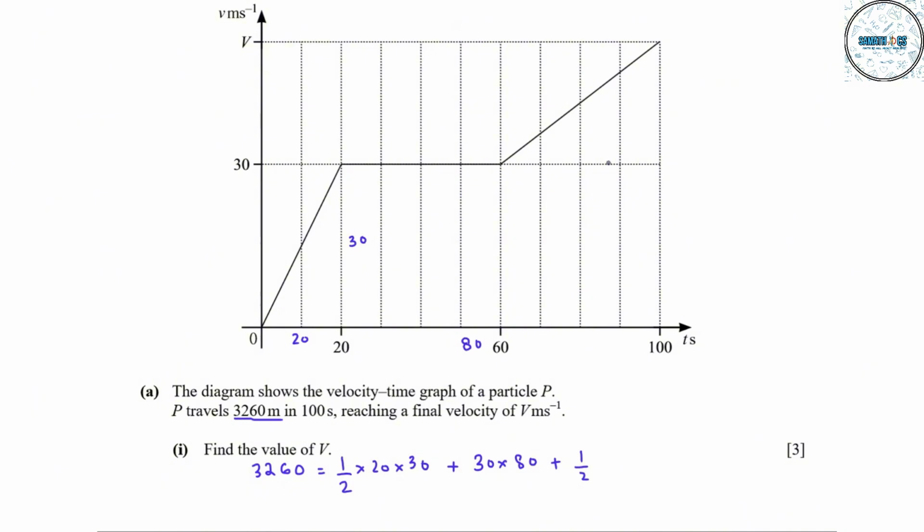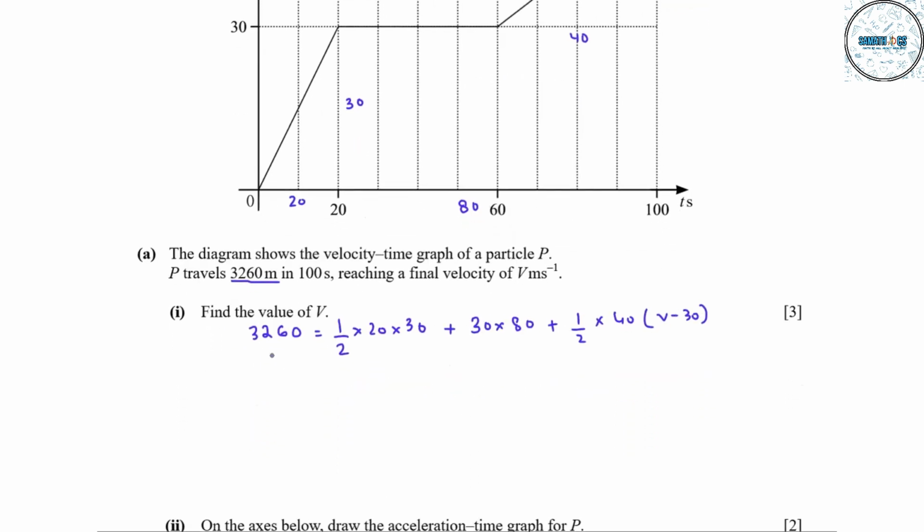plus this triangle, which is half into height into base. So this one we have to consider as base, which is 40, and height is this, which is v minus 30. So half into 40 into v minus 30.